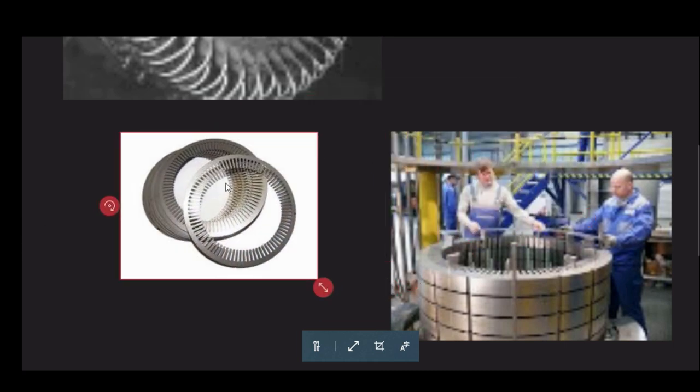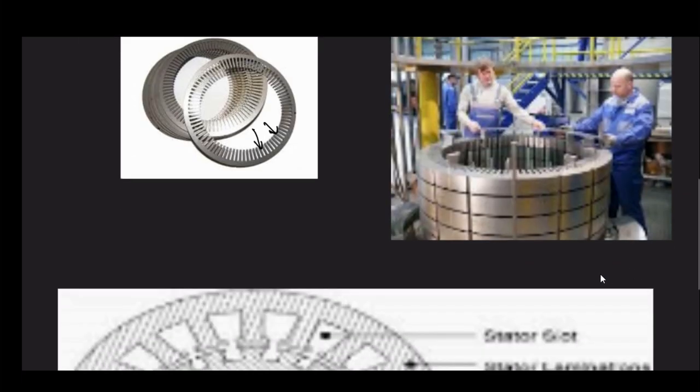You can see here these thin slots. These slots are for the stator conductor. You can place multiple conductors or you can place one conductor, but generally we place multi-layer winding, so many conductors are placed. So you can see the number of slots present in a stator structure.